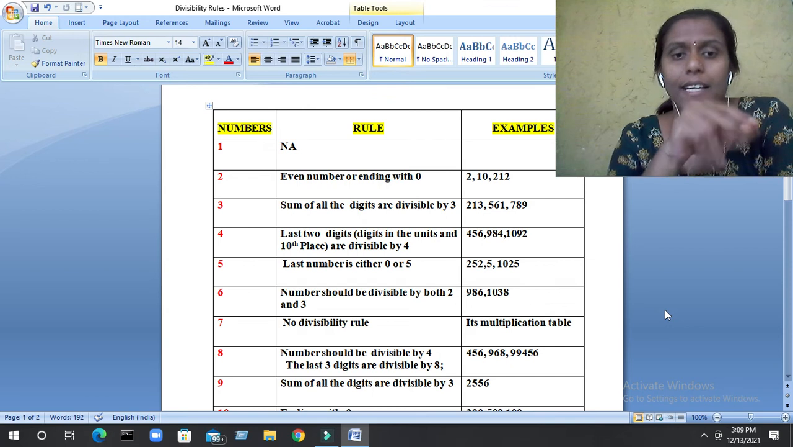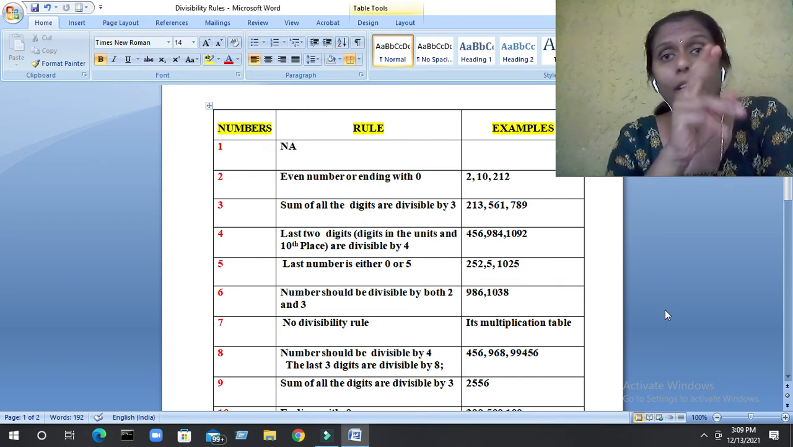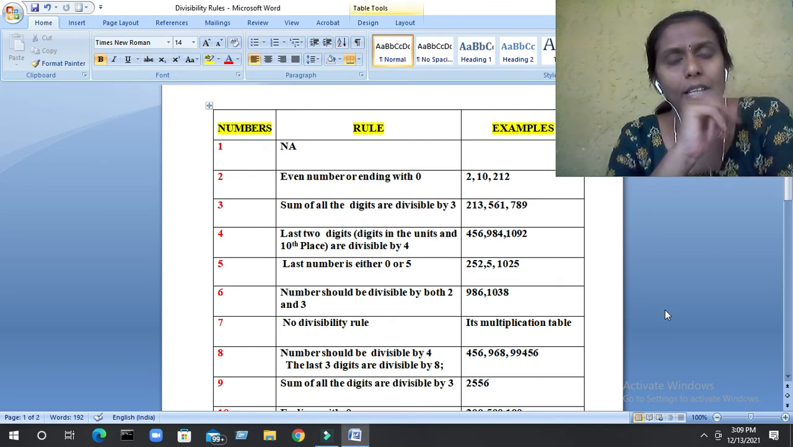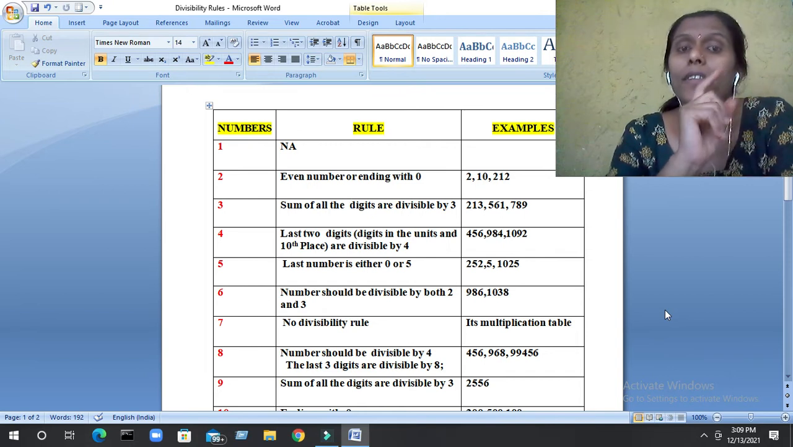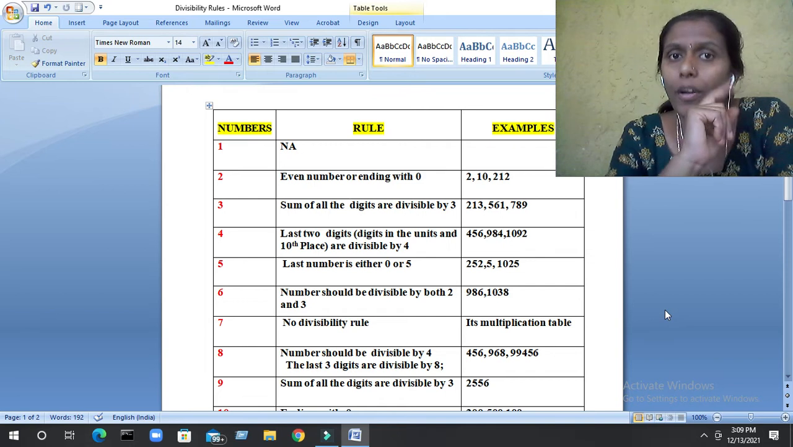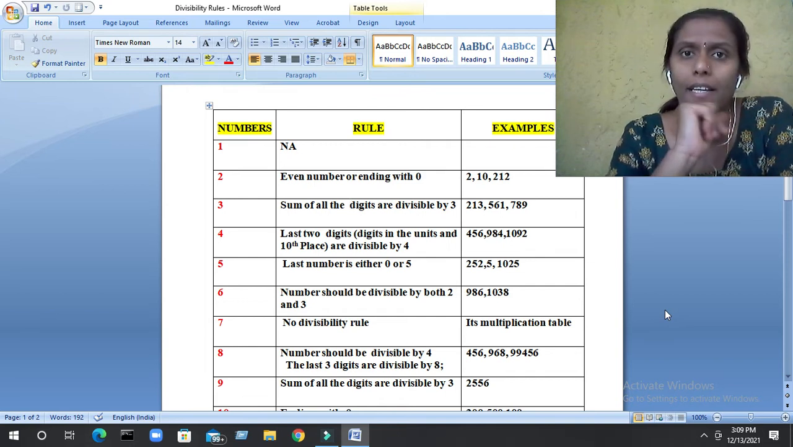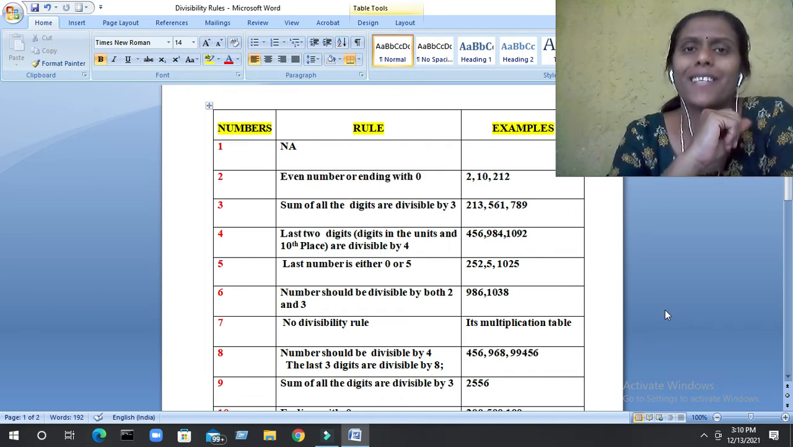Got it? But the reverse is not true. Any number which is getting divided by 4 need not be divisible by 8. For example, 36. 36 can be divided by 4 but not by 8.